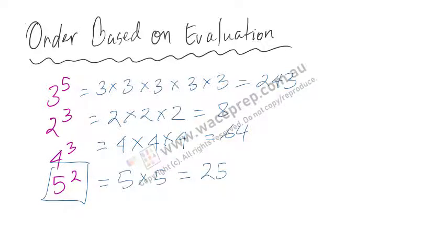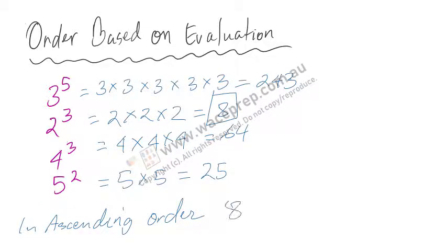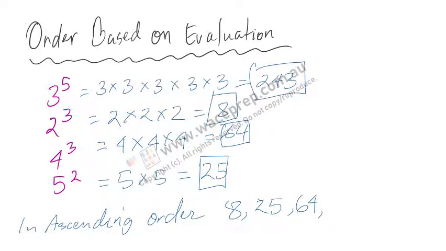Now let's write them in ascending order. In ascending order, we know the smallest number here is 8. So let's write 8. The second smallest number is 25. So let's put that there next. Third smallest number is our 64, which is that. And fourth, or the largest number here, is 243, and that's the final one. And that's what we mean by writing in ascending order.